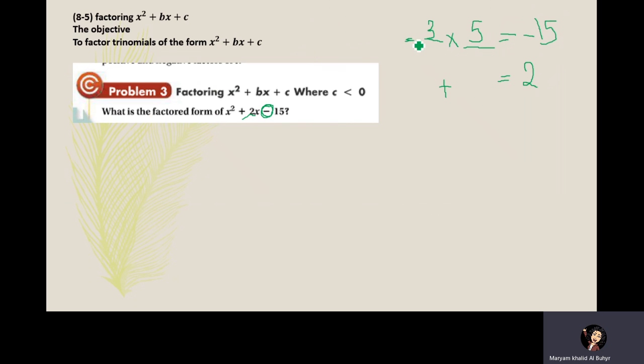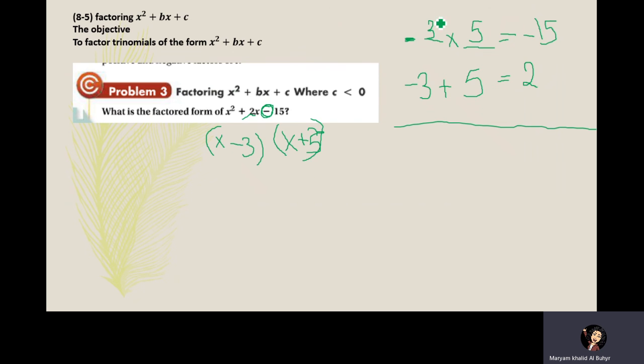So if I say that negative 3 and 5, if I multiply them, yes, I will get 15. If I take the same two numbers and add them, negative 3 plus 5, it is yes, positive 2. Maybe another girl could figure out the answer. So x minus 3, x plus 5.